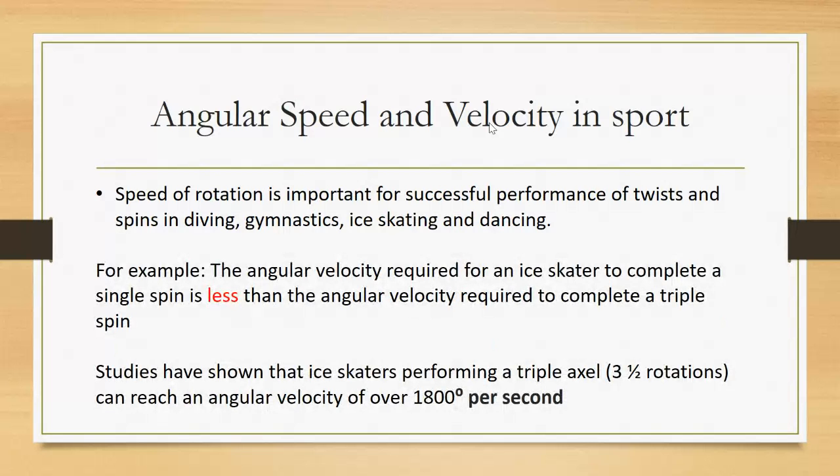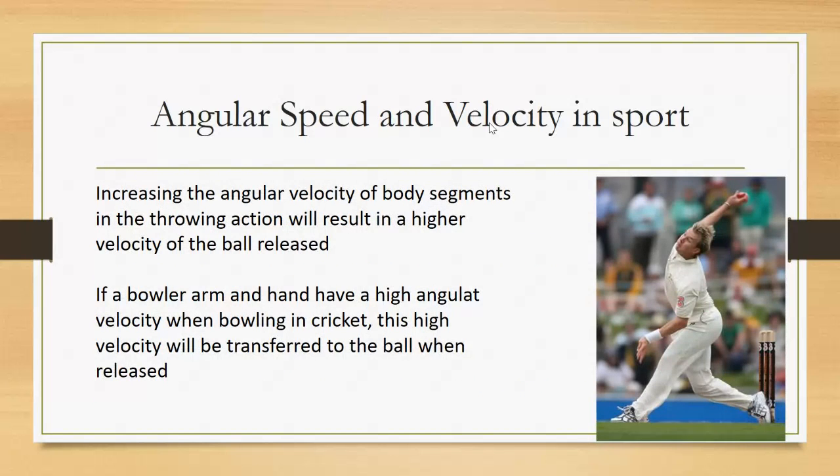So, angular velocity required, I've already mentioned this one, but just to give you an idea of just how fast their angular velocity can get, studies have shown that ice skaters performing a triple axel, which is 3.5 rotations, at their peak velocity, it's over 1,800 degrees per second, incredibly quick.